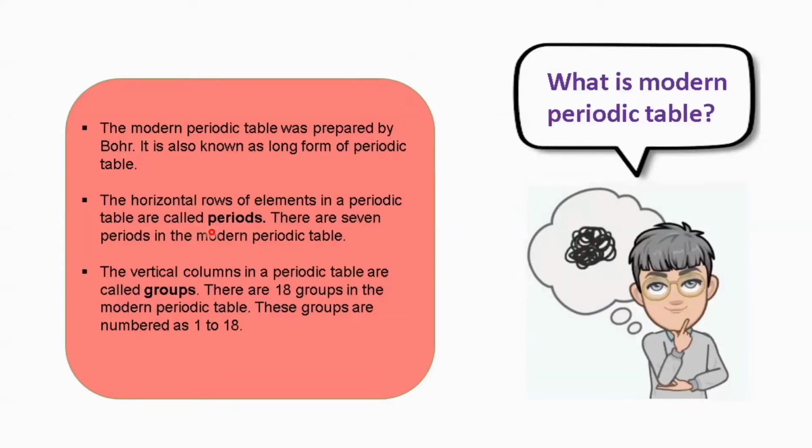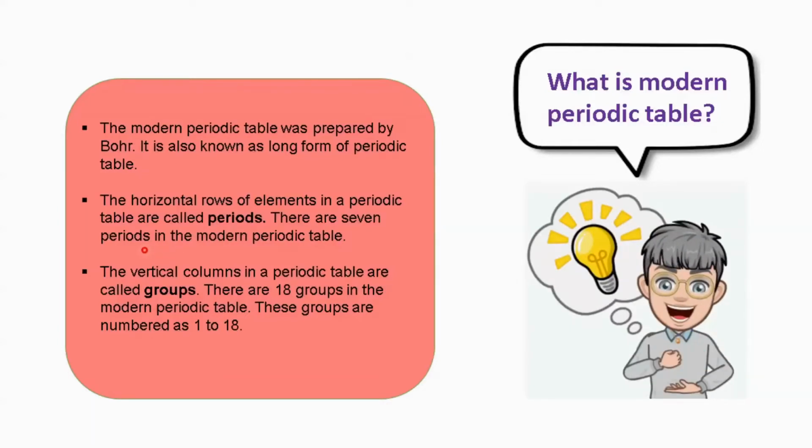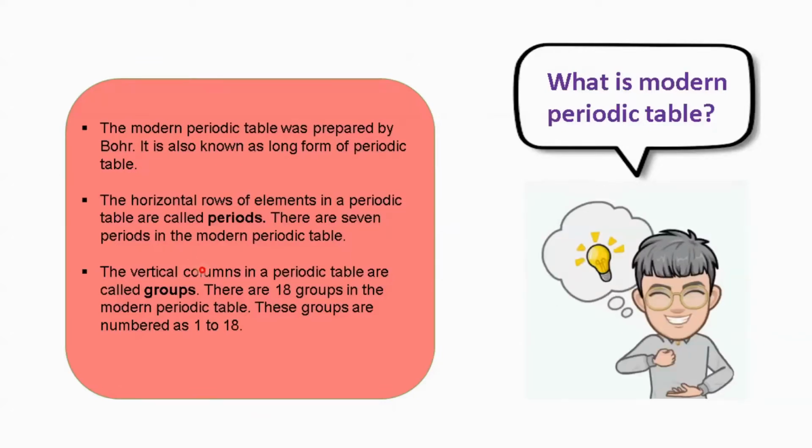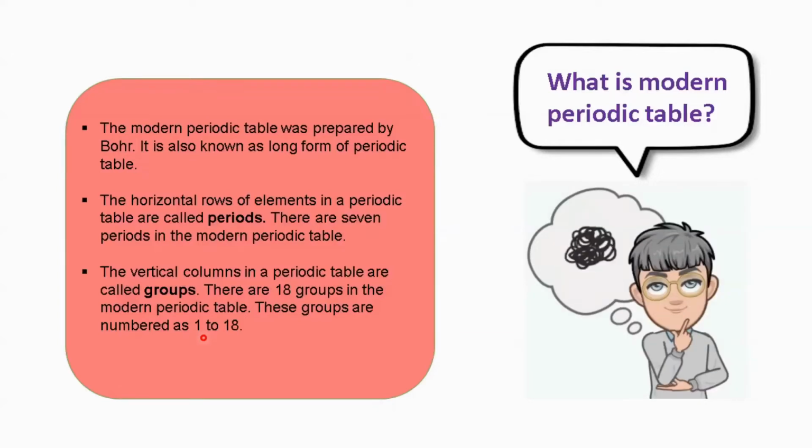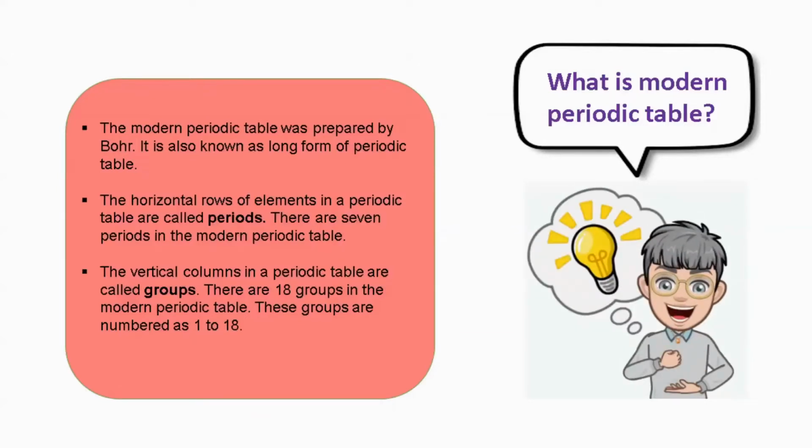The horizontal rows of the elements are called periods and there are a total of 7 periods in the modern periodic table. The vertical columns in the periodic table form the groups and there are 18 groups in the modern periodic table, and these groups are numbered from 1 going on till 18.